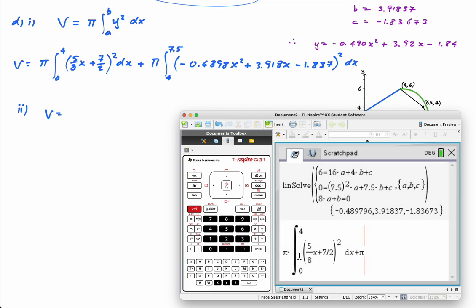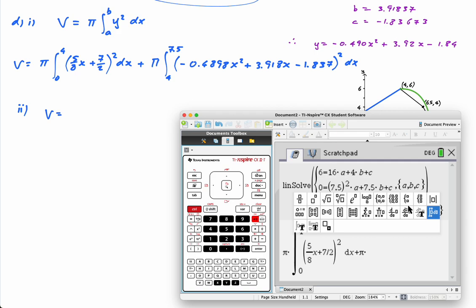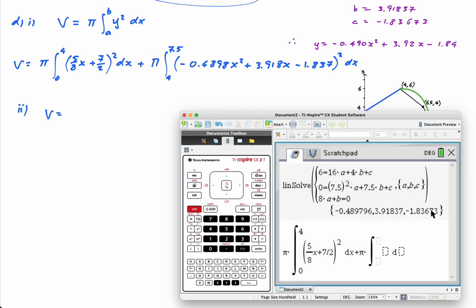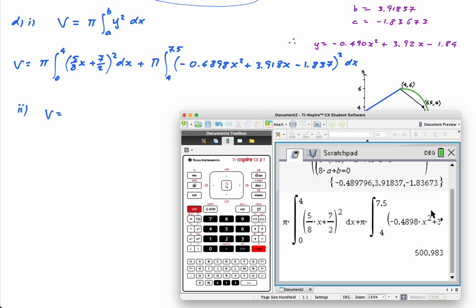again, pi times the integral from, just typing in exactly what I wrote, 4 to 7.5 of negative 0.4898x squared plus 3.918x minus 1.837, squared dx. Press enter.